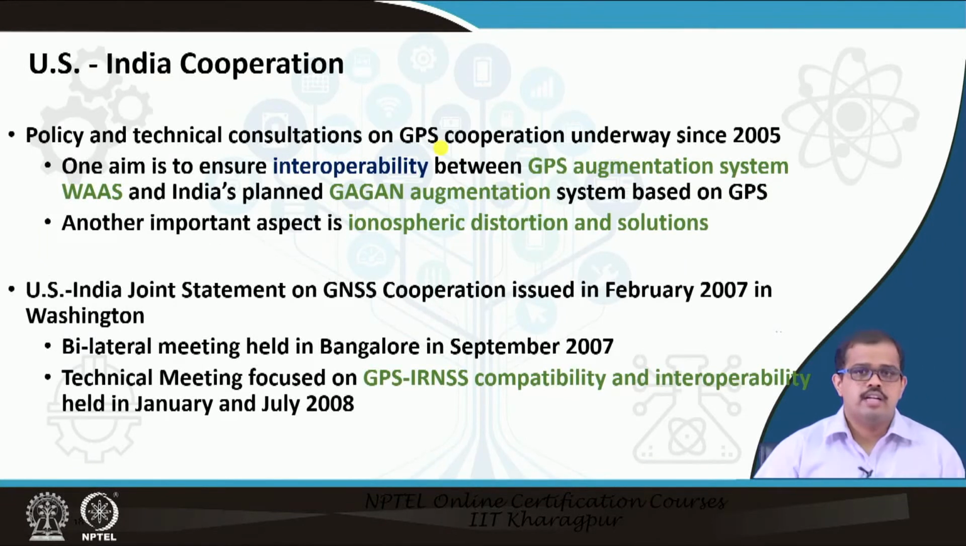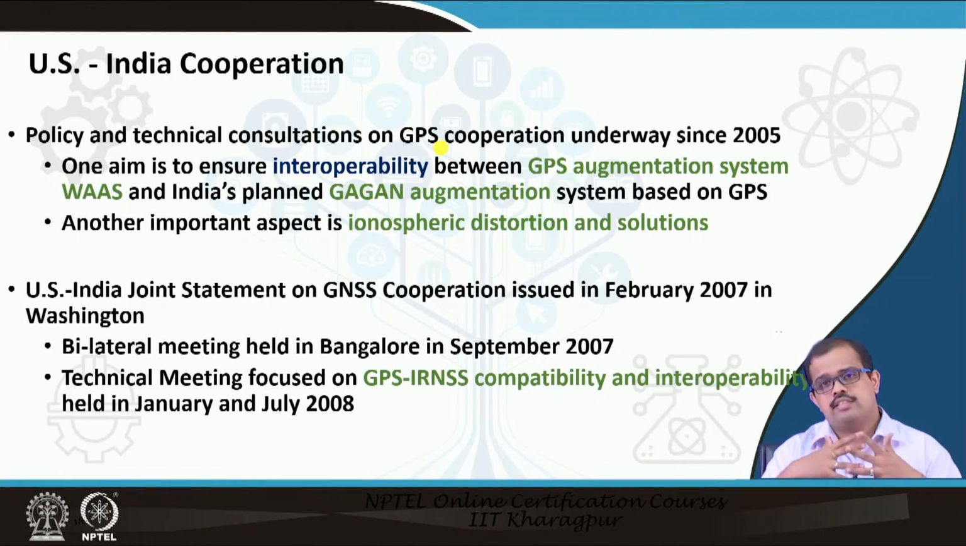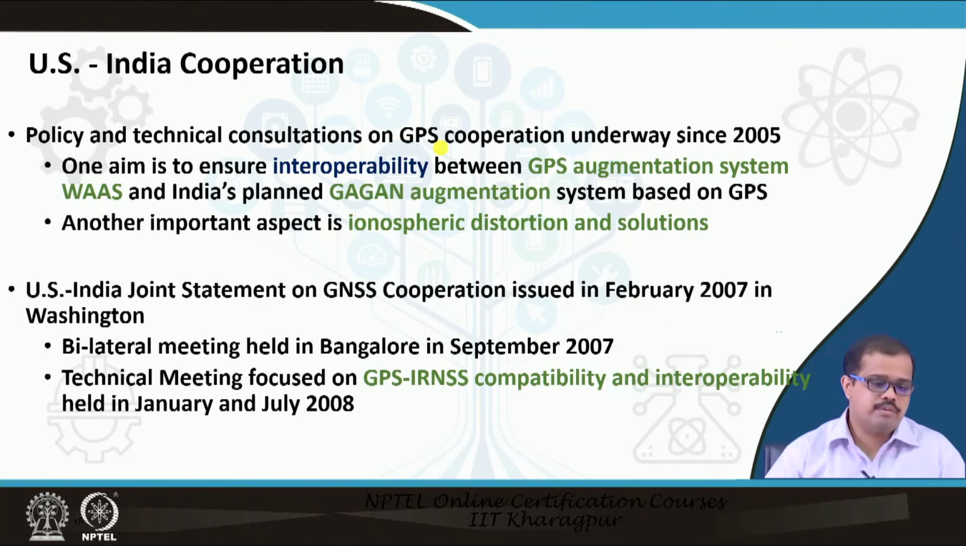When I spoke about GNSS, it is about augmenting all the systems together in order to improve the navigation capability. In this regard, there has been a huge leap after the introduction of IRNSS or GAGAN. This has come up with the US India cooperation on augmenting the GPS signals with the IRNSS signals. The policy and technical consultation on GPS cooperation has been underway since 2005. It started with the first dialogue of policy and technical consultation.